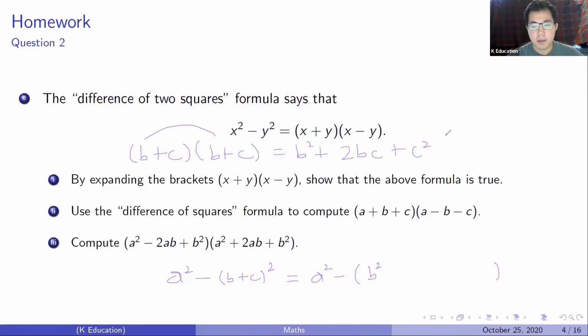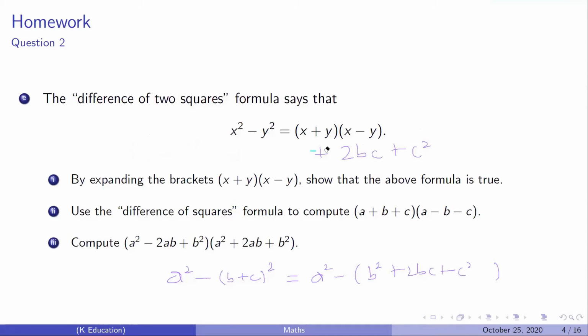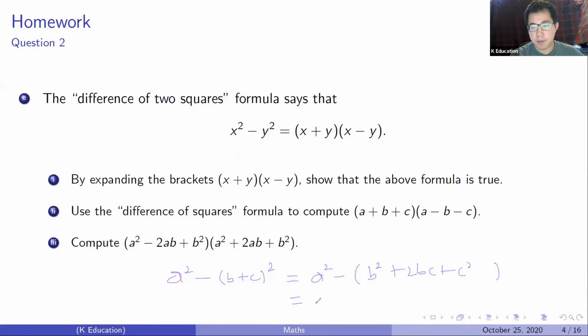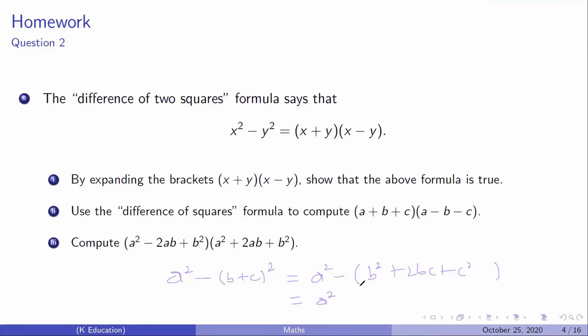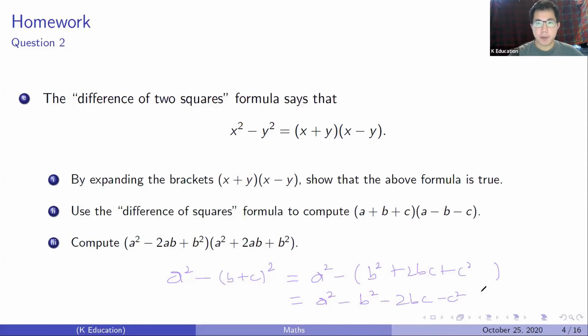Okay, so I put that in, plus 2bc plus c squared, and what do I do with the minus sign in front of the brackets? It turns into minus. So what's my final answer? a squared minus b squared minus 2bc minus c squared. Yeah, exactly, right. Okay, thank you.